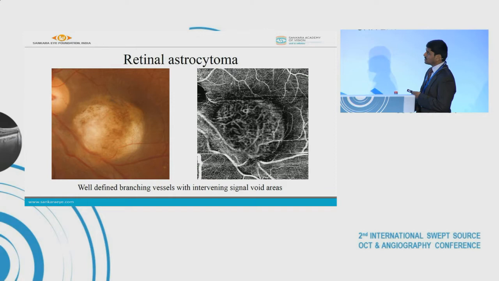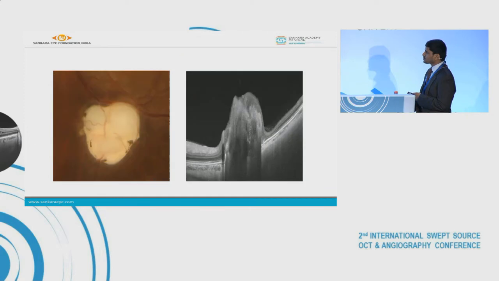In contrast to the small retinal astrocytoma, in this case we can see that this is a large retinal astrocytoma which showed progressive growth over the last few years. On OCT-A, we can see that there is an abundant interconnected vascular network. The intervening signal void areas are quite more when compared to the vascular tumors because these tumors are solid.